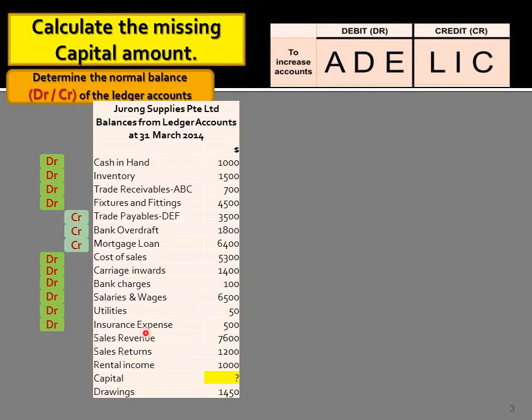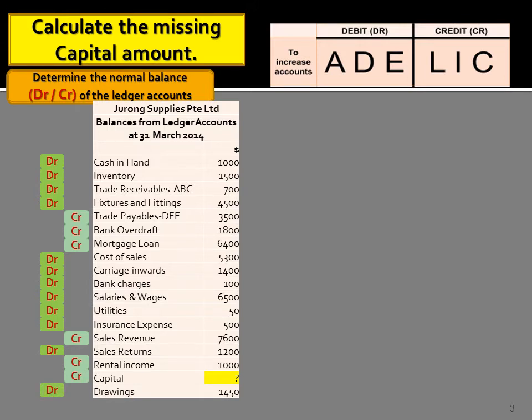Sales revenue is an income, therefore credit balance. Sales returns is a negative income account. Essentially, it's a negative sales revenue account, therefore debit balance. Rental income is an income account, credit balance. Capital has a credit balance as well, and drawings has a debit balance.